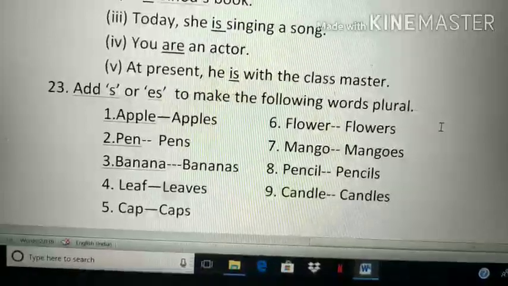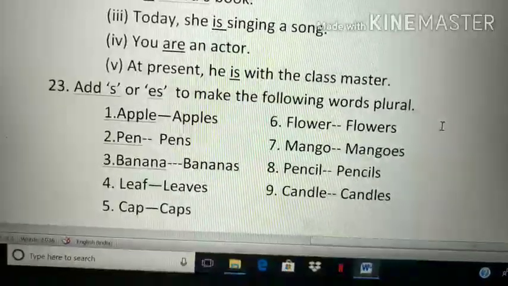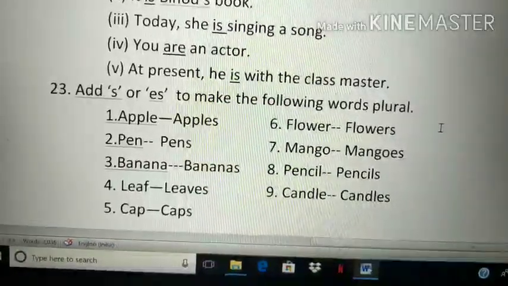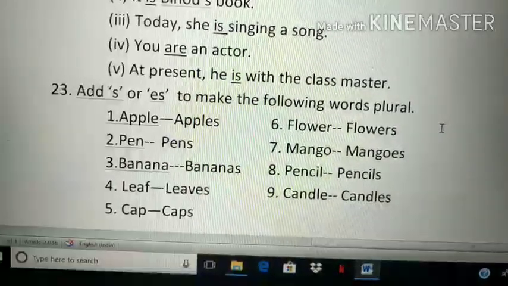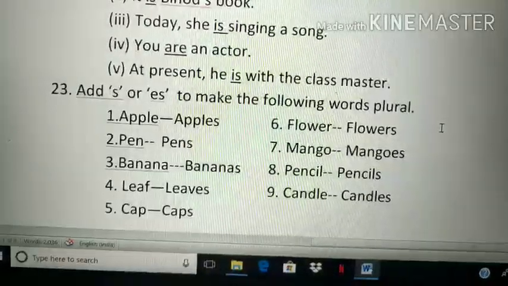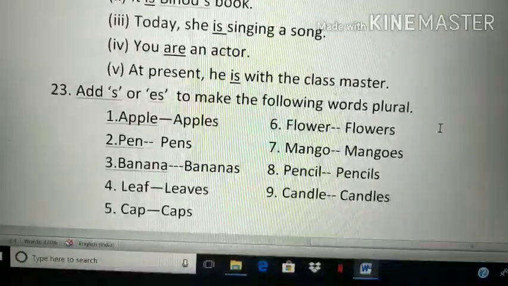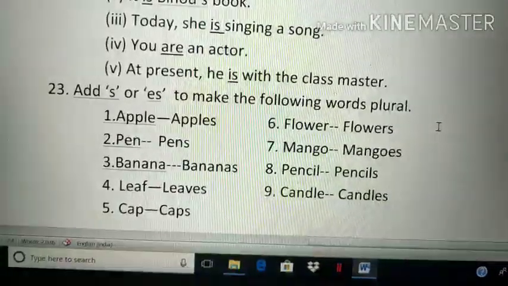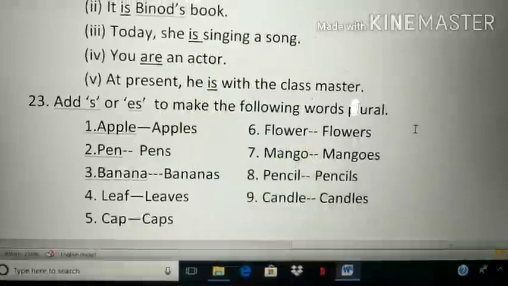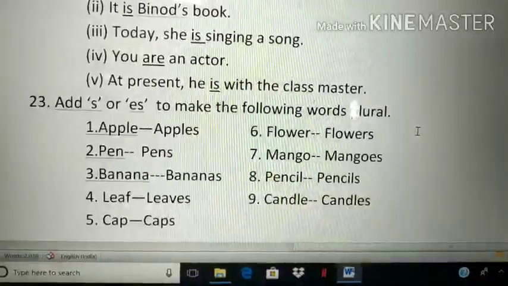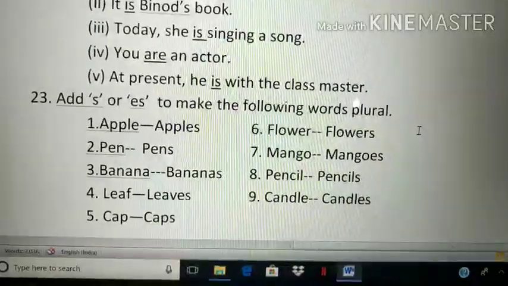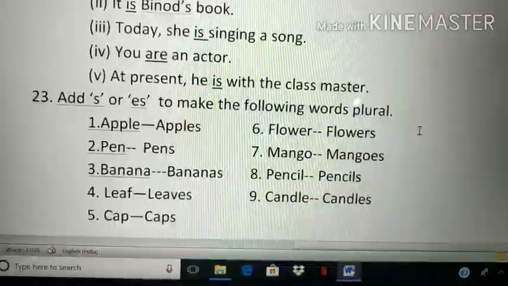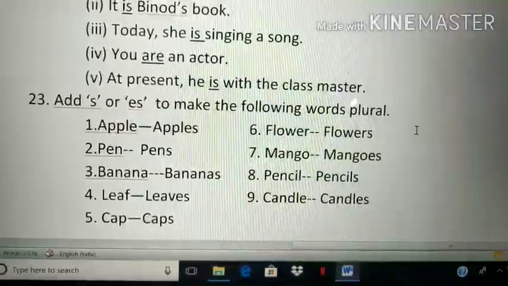Add S or ES to make the following words plural. Apple, apples. Pan, pans. Banana, bananas. Lip, lips. Cap, caps. Flower, flowers. Mango, mangoes. Pension, pensions. Candle, candles.